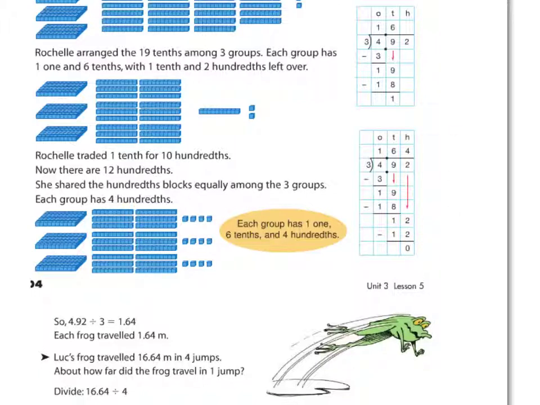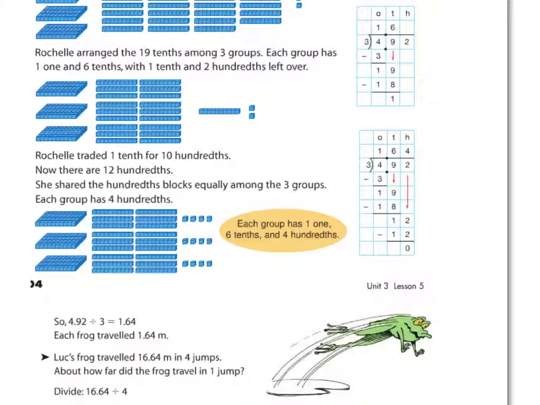So let's review the algorithm method here on its own without the base 10 blocks, just to confirm what we've done. So we ignore the decimal to begin with, and we say, okay, how many groups of 3 can 4 be split into? Well, only 1 group of 3, so our 1 goes up here. We multiply now. 1 times 3 is 3. Now we subtract. 4 minus 3 is 1. And then we bring down, and that's our new number that we're looking at, the 19.